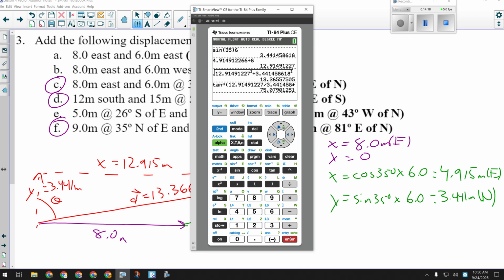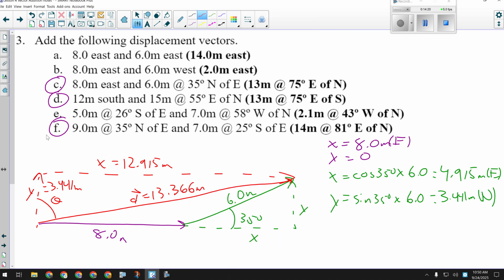Okay, we're looking at 75 degrees, which is exactly what the answer said. 75 degrees, and for me, that's east of north, but I would also accept 15 degrees north of east. Okay, final answer can only have 2 significant digits, so we're looking at 13 meters, 75 or 15 degrees.